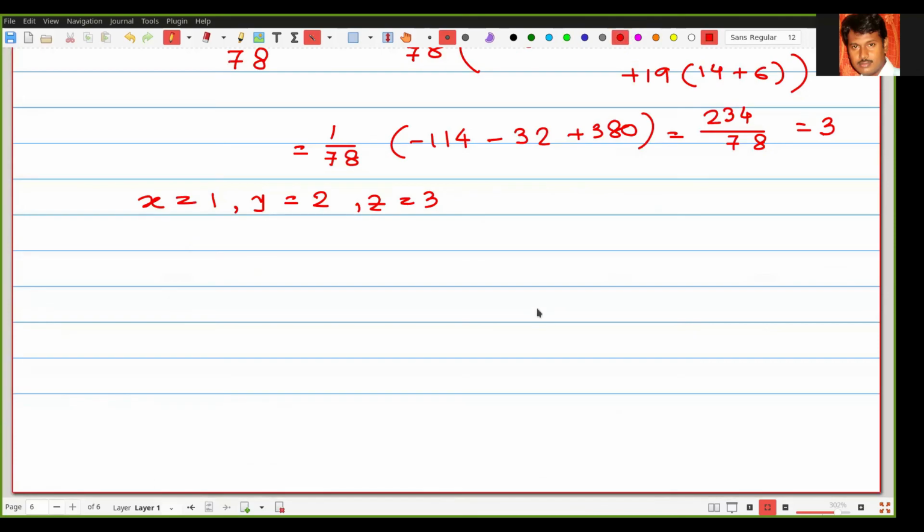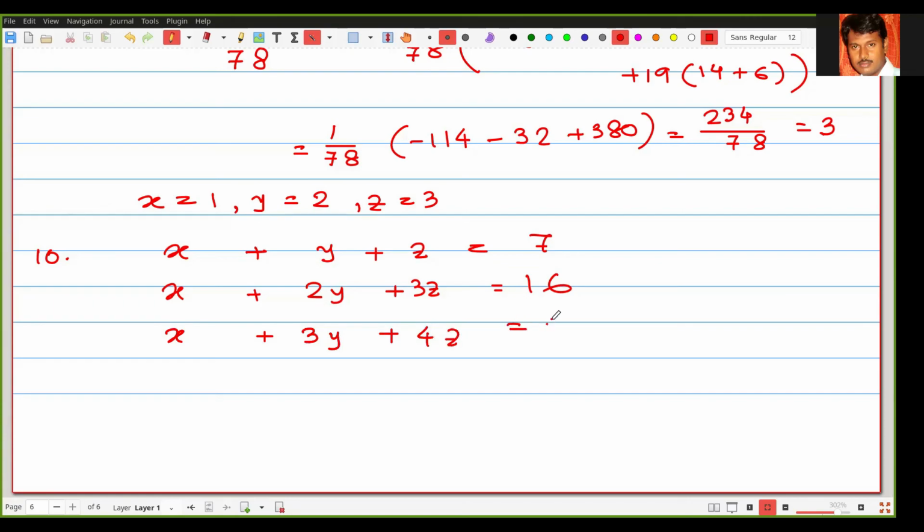The next problem is also based on Cramer's rule. So the system of linear equations is given: x plus y plus z is equal to 7, x plus 2y plus 3z is equal to 16, and x plus 3y plus 4z is equal to 22. So our resultant is 7, 16, 22.